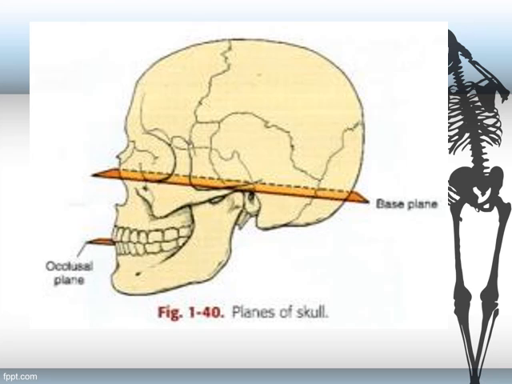So just like this one, we have here the base plane. It divides the skull into superior and inferior, or it can also be anterior or posterior. So we have here the occlusal plane, occlusal for the mouth, here. And then we have the base plane, so we have the division for the skull.